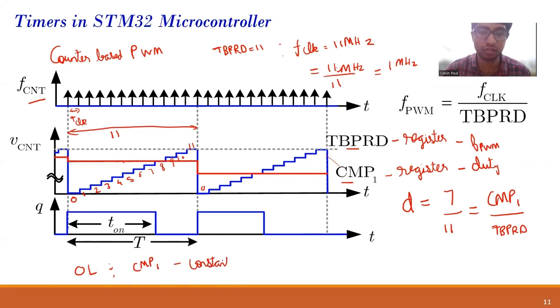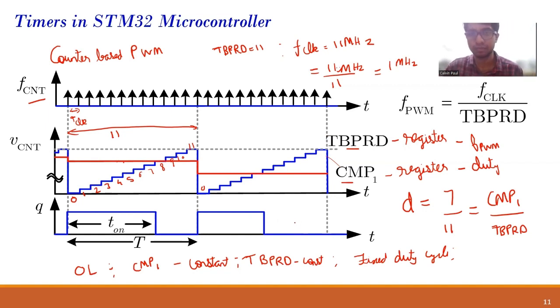So if compare one value is constant and my TBPRD also is constant, then what will I get? I will get a fixed duty cycle with a fixed switching frequency. Okay. So any doubts in this?